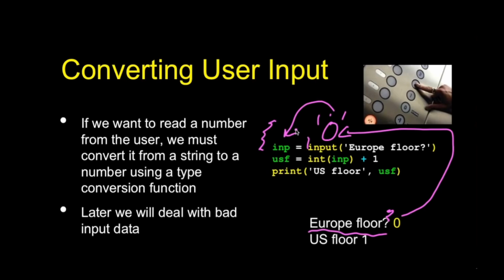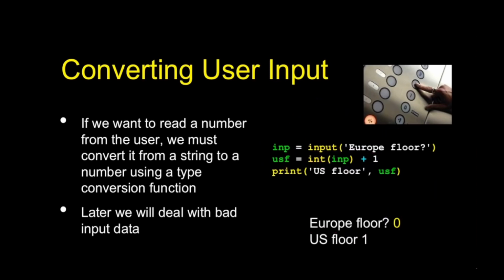Then we move to the next statement. On this right-hand side, we convert that string to an integer, so that becomes the integer 0. We add 1 to it, and that becomes 1, and then we assign that into usf. I've named this variable United States floor, right? So inp is the input, and usf is mnemonic. It doesn't know anything about elevators. I just picked a variable name that was friendly.